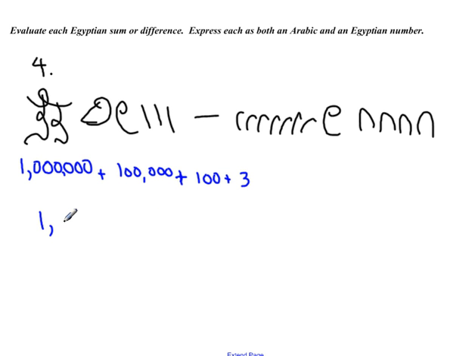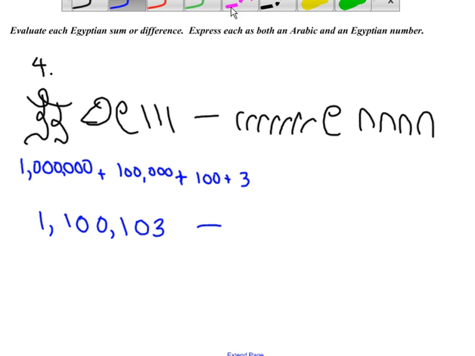So 1,000,000, we had 1 polywog, pardon me. We had 0 pointed fingers. You had 0 lotus flowers. You had 1 coiled rope, 0 heel bones, 3 strokes. That was another way. Or you could have just added those values. Minus, and now let's evaluate the next number.